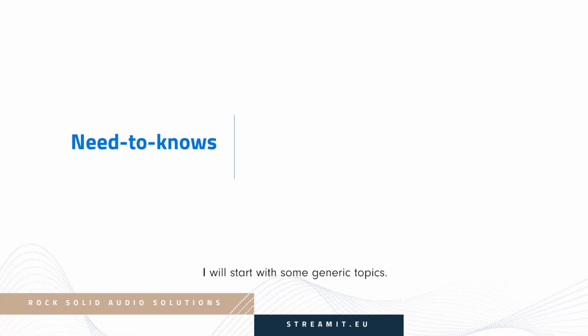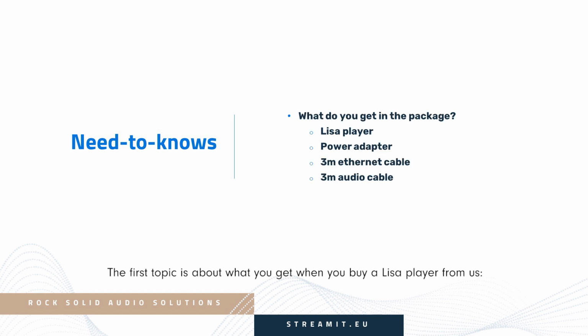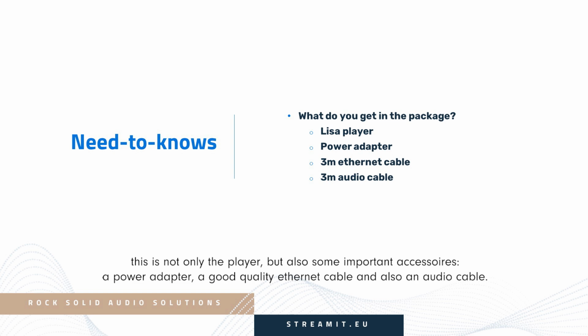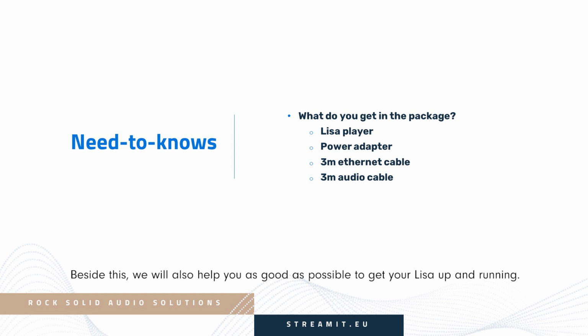I will start with some generic topics. The first topic is about what you get when you buy a Lisa player from us. This is not only the player, but also some important accessories: a power adapter, a good quality Ethernet cable and also an audio cable. Besides this, we will also help you as well as possible to get your Lisa device up and running. Please check another video which discusses in detail the differences between all Lisa players.